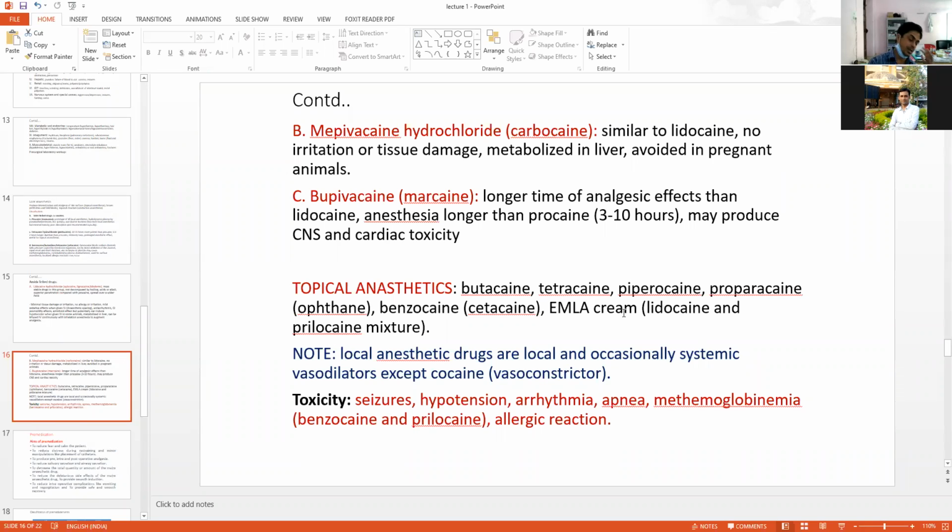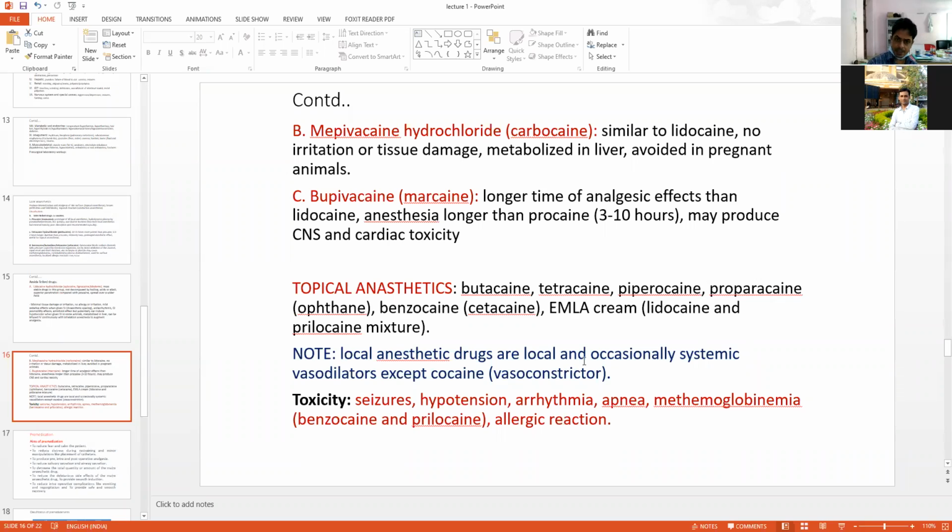Tetracaine is most commonly used in the eye or for some minor surgical intervention on the eye. Ibuprofen, proparacaine. Proparacaine is also most commonly used for ophthalmic topical anesthesia. Just remember, this is very important: proparacaine and tetracaine.